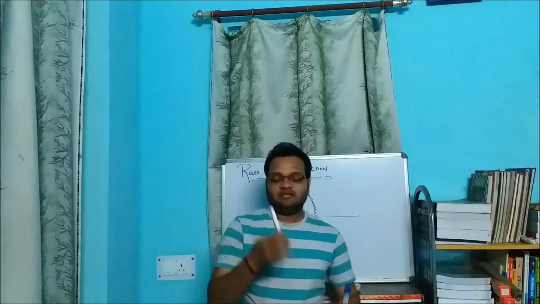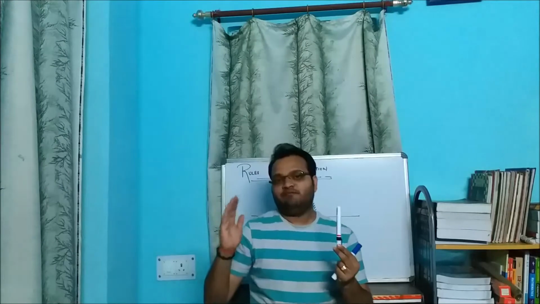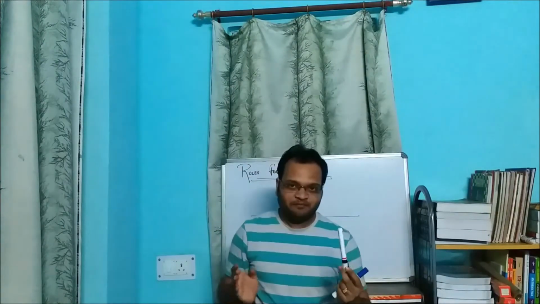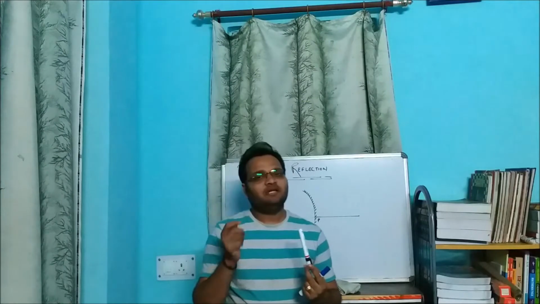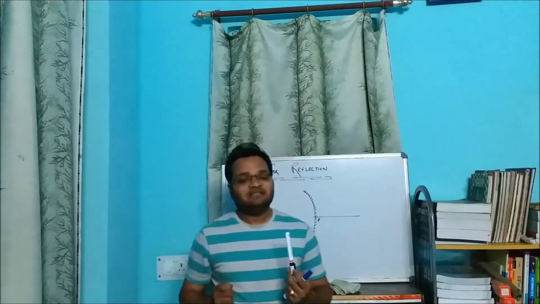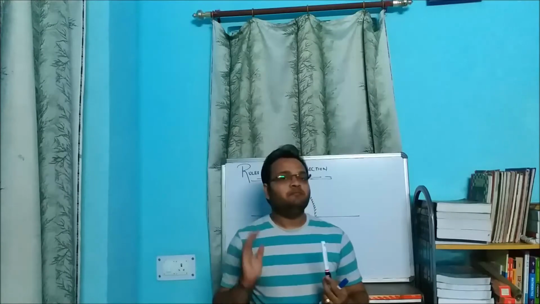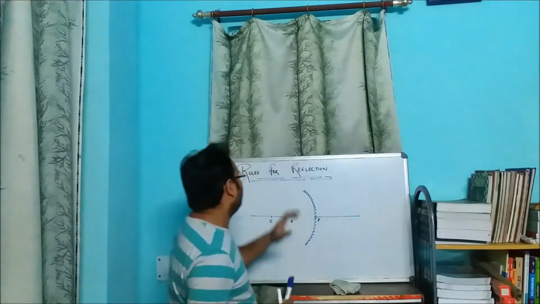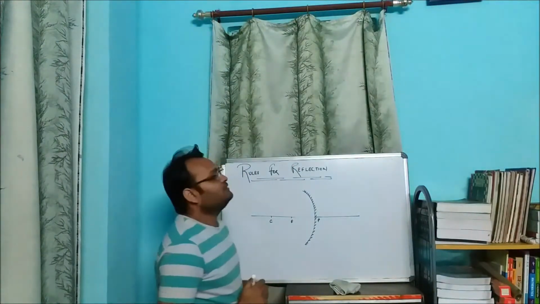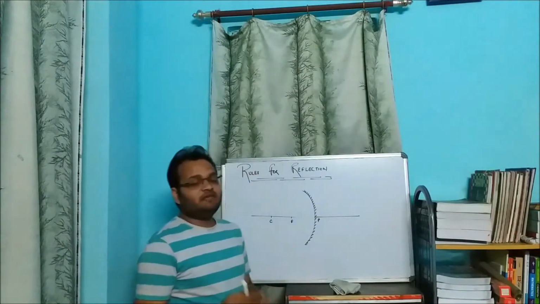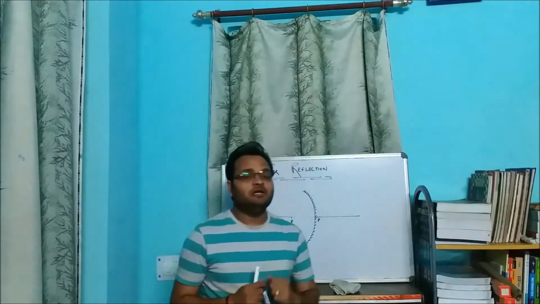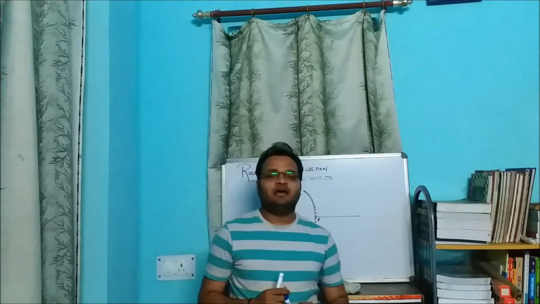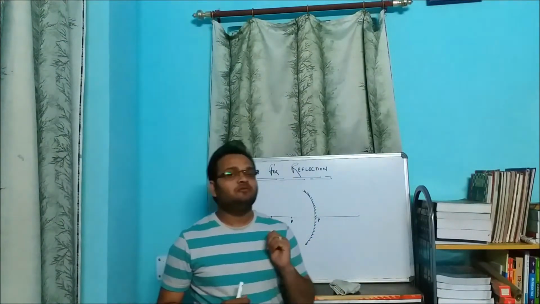For example, this is the object. If this is the object kept in front of a concave or a convex mirror, the rays of light, the beams of light, will be coming out of this object. So we will take some of the rays of light which are necessary to be focused on the mirrors. Now let us see the rules for reflection. Generally there are four rules which we as students need to follow. Whatever the ray diagrams are, you need to follow these four rules only.